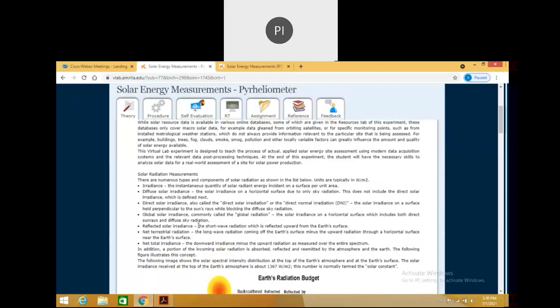Solar radiation measurement. There are numerous types of components of solar radiation, shown in the list below. The unit for solar radiation is watt per meter square, power per unit area. Irradiance is the instantaneous quantity of solar radiant energy incident on a surface per unit area.